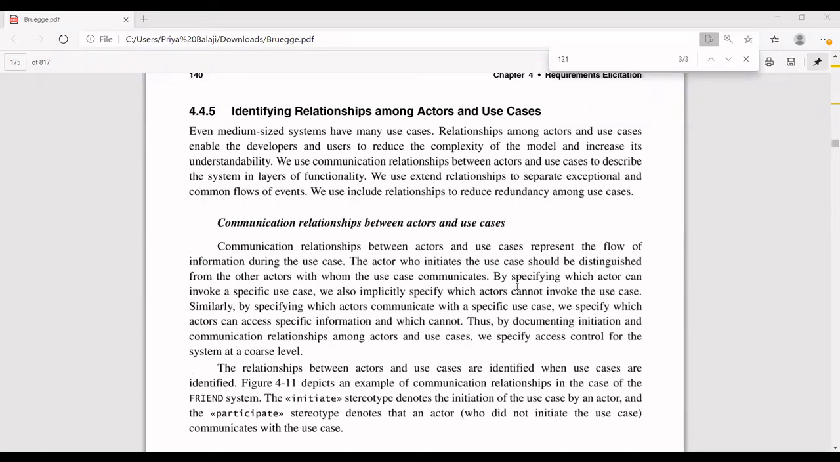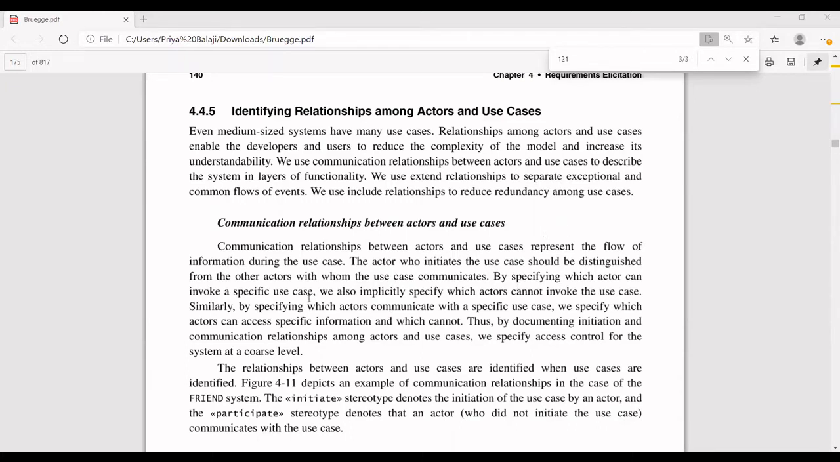So I just wanted to tell you some points over here. In case the person who is going to make notes for this, identifying relationships among actors and use cases, he is going to say that relationships among the actors and use cases are going to be developed. There are three ways a relationship can be implemented. First is the communication relationship. Another one is the include relationship, and the extend relationship.